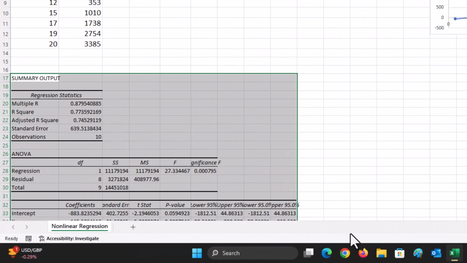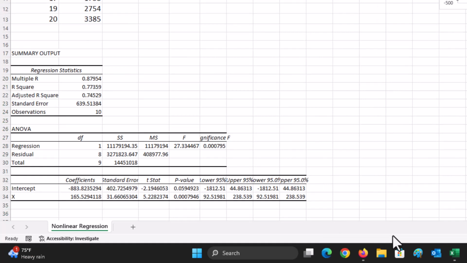So I get my regression output, which is in the form of an analysis of variance table or the ANOVA table. The first thing we want to do is to look at the ANOVA table and in the regression line see the F statistic and the result of this F statistic and see if it's significant. In this case, the p-value is 0.000795, which is obviously less than 0.01 or 0.05. Therefore, the regression model is statistically significant.